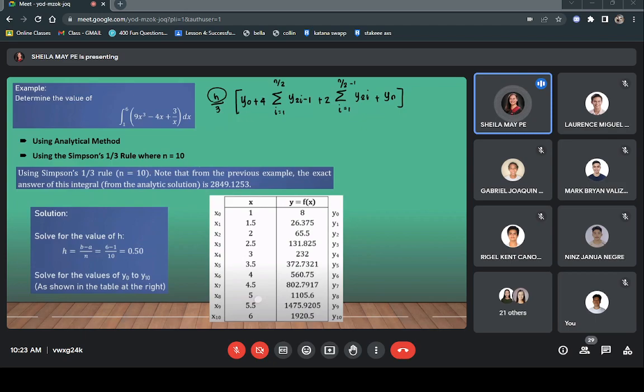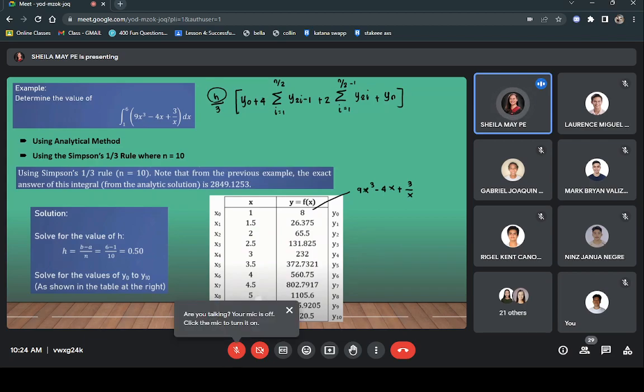For h, we still have the same formula, but we need to be careful with n. N should be even, and n is given here as 10, and 10 is even. So it's the same step size as earlier, which is 0.5. We still have the same values for the yi from 0 to 10. Substitute x into 9x cubed minus 4x plus 3 over x.